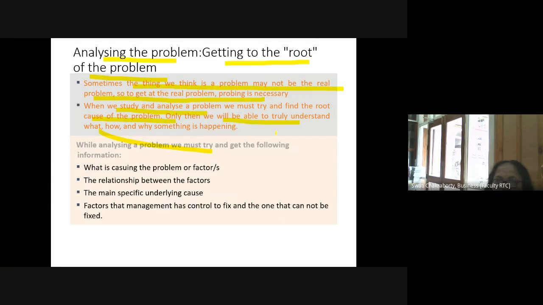Now, when we are analyzing the problem, we must try to get some information, that is, what is the cause of the problem or the factors, the relationship between the factors, the main specific underlying cause, the factors that management has control for fixing, and the ones on which they do not have control, uncontrollable. Say, the present economic crisis is beyond the control of the organization.